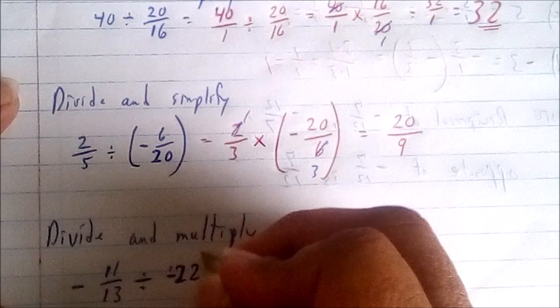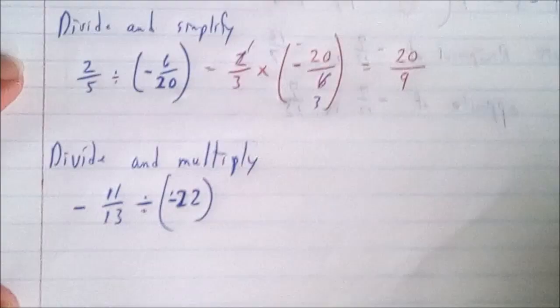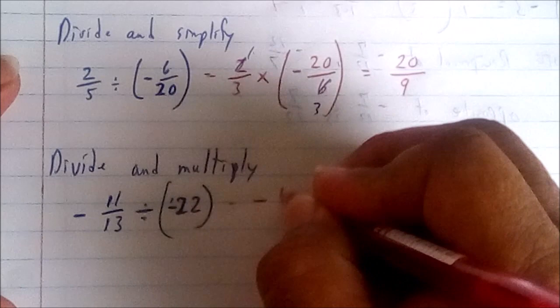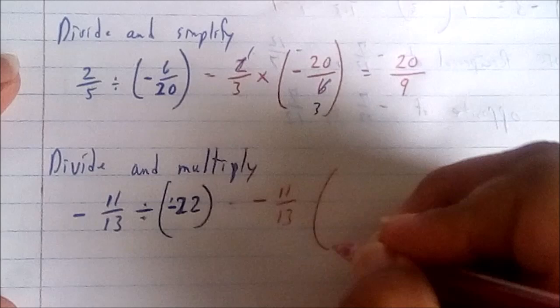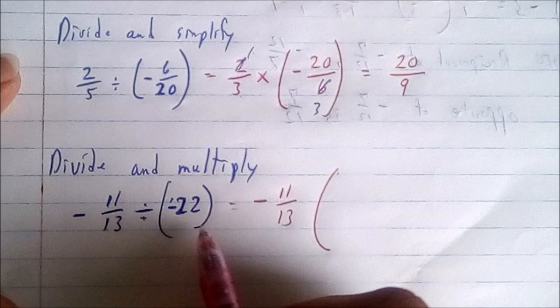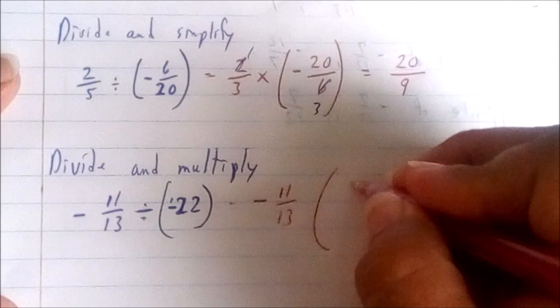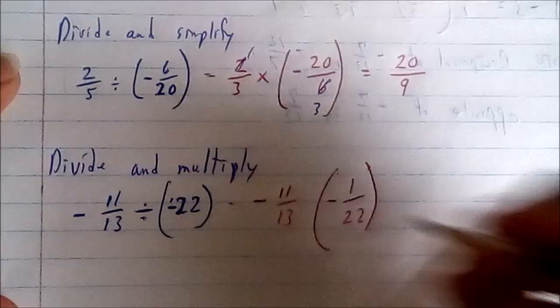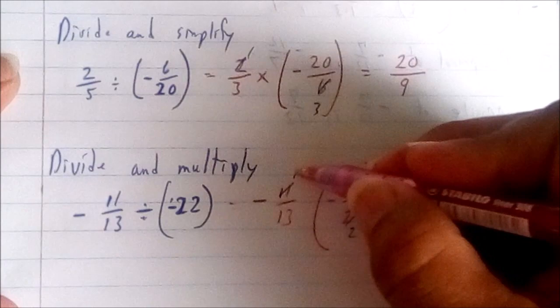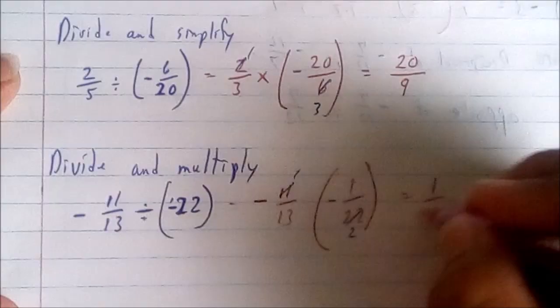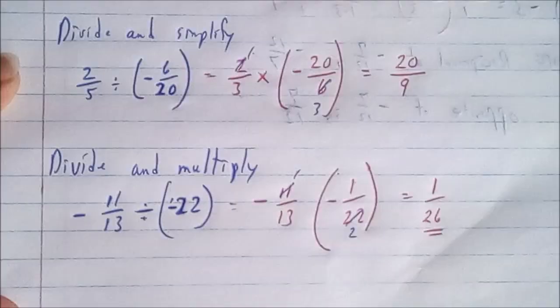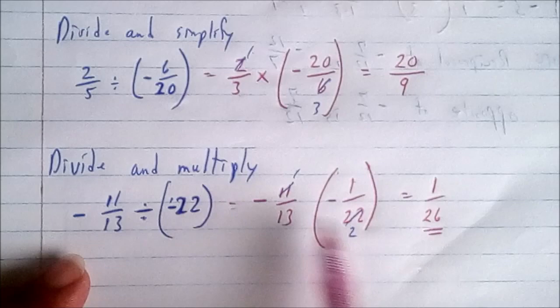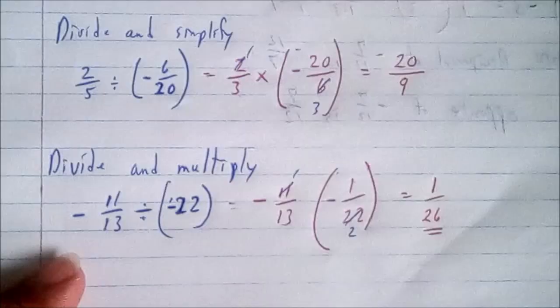The rule says you will multiply the first fraction by the reciprocal of the second fraction. Well, this is a whole number, just like the ones before, and a whole number inverted simply becomes 1 over that number. So it's 1 over 22 with a negative sign there, because it is negative. Now we cancel whatever we could cancel, 11 and 22. And now we say 1 times 1 gives us 1, 13 times 2 gives us 26, and that's our solution. Okay, so notice a whole number, you will simply invert it because it's division. All right, so that's how we do a whole number.